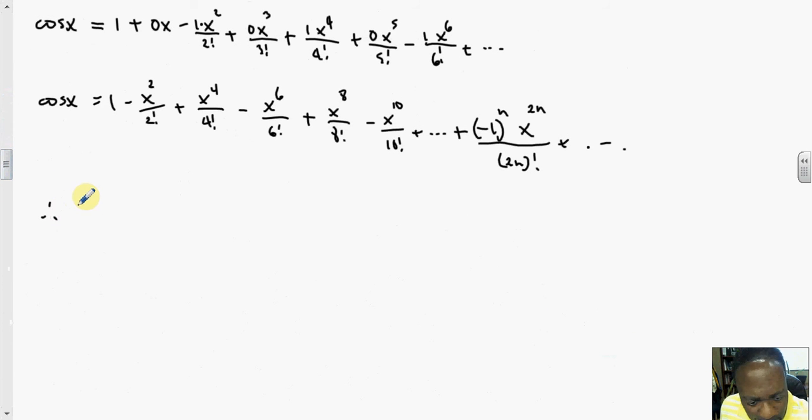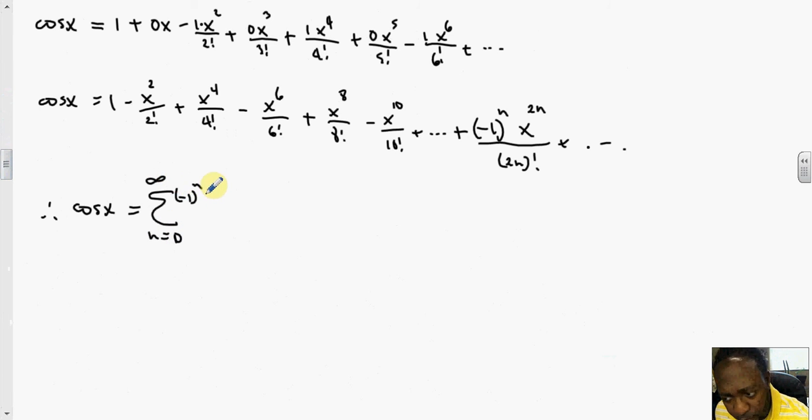So cosine x is equal to the summation as n goes from 0 to infinity of negative 1 to the n times x to the 2n all over 2n factorial. Okay. Now, what about building the so-called sine function?